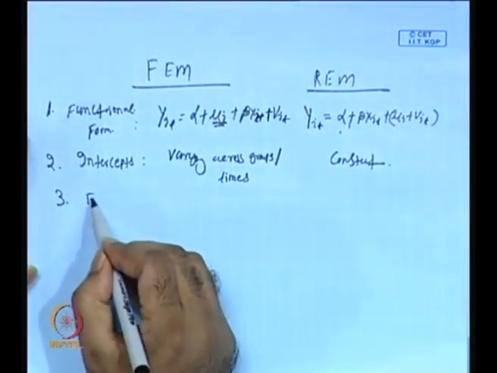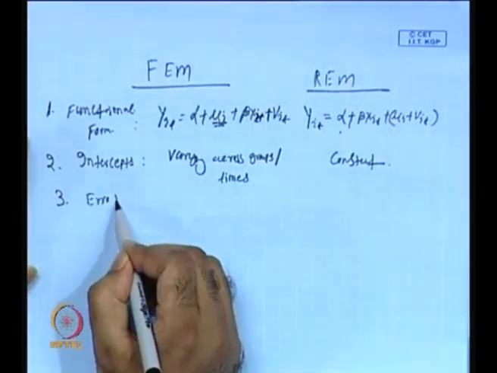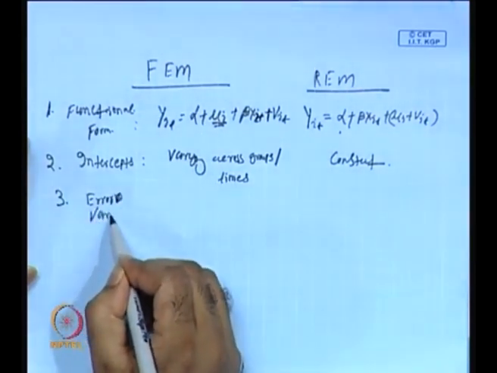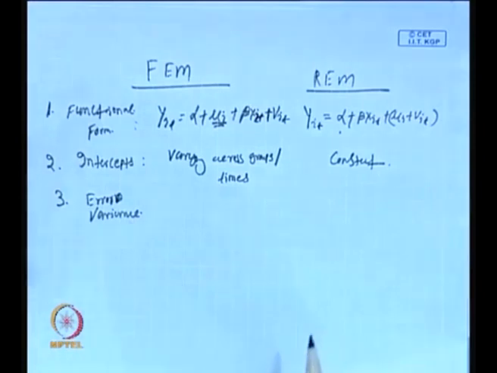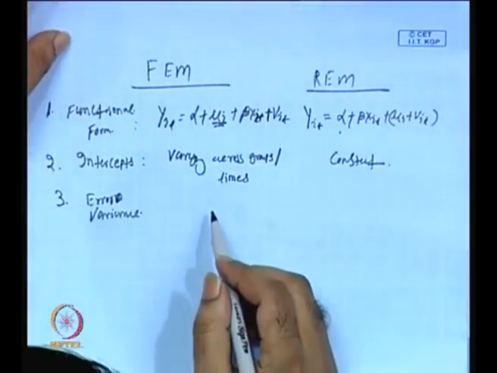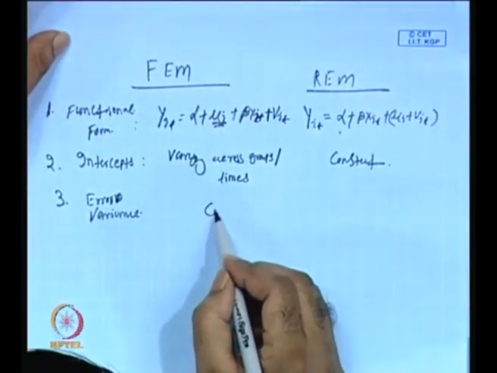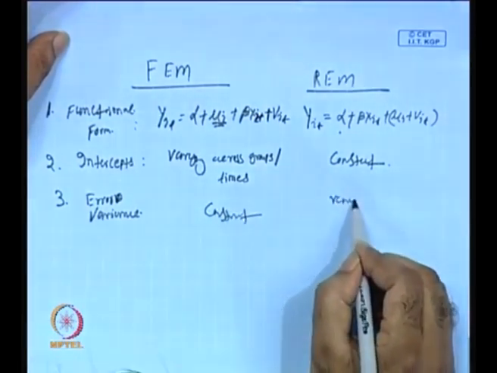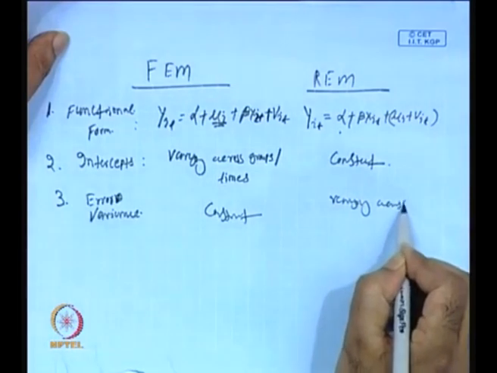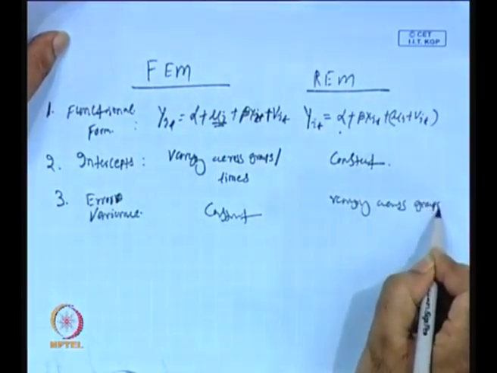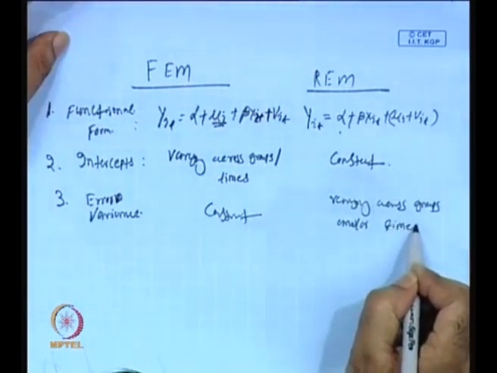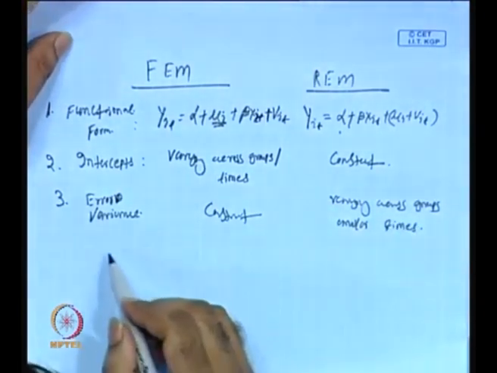The third observation is with respect to error variance. What is this error variance? This is constant here. Now, it is varying across groups or times. Groups or times.